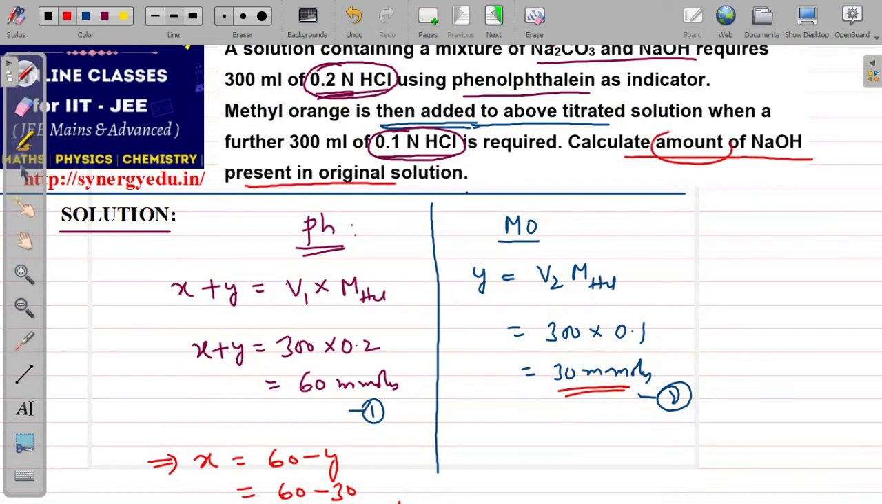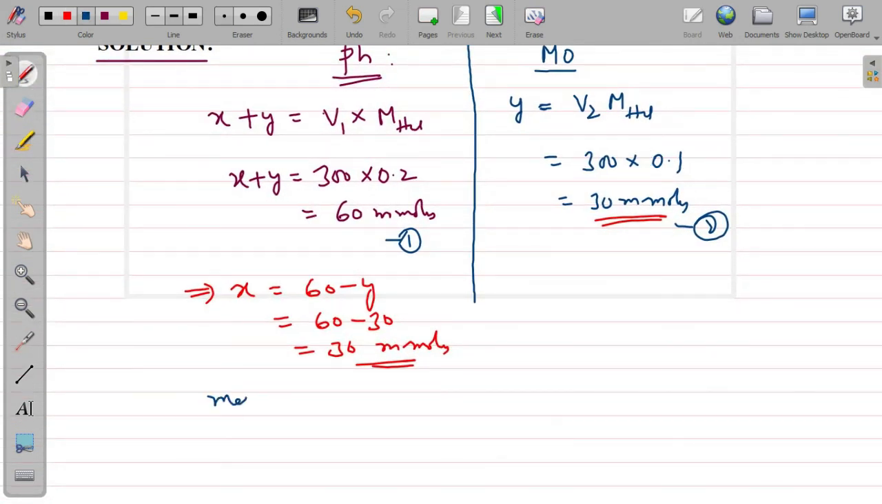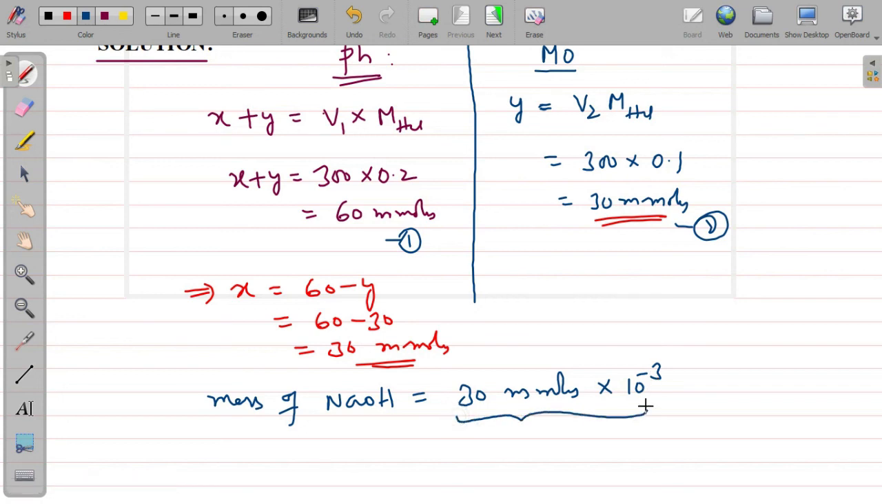Whenever they ask the amount, remember they are expecting the answer in terms of the mass, unless they mention in the problem that it is millimoles or moles. When they just leave the question like this, amount of NaOH, they are expecting the answer in terms of mass. So calculate that. So mass of NaOH is equal to 30 millimoles into 10 power minus 3. When I multiply millimoles into 10 power minus 3, I get moles. Moles into molecular weight of NaOH will give me mass in grams.